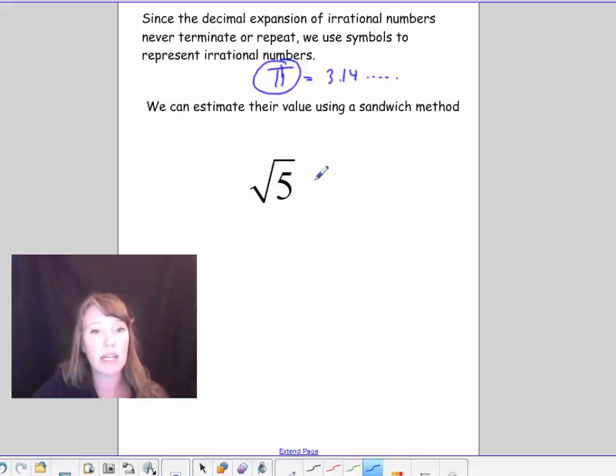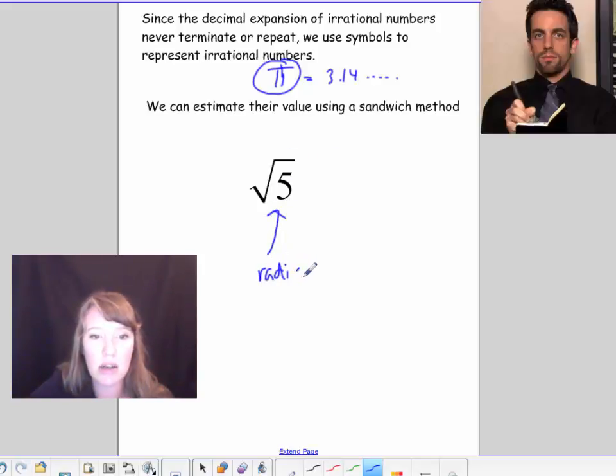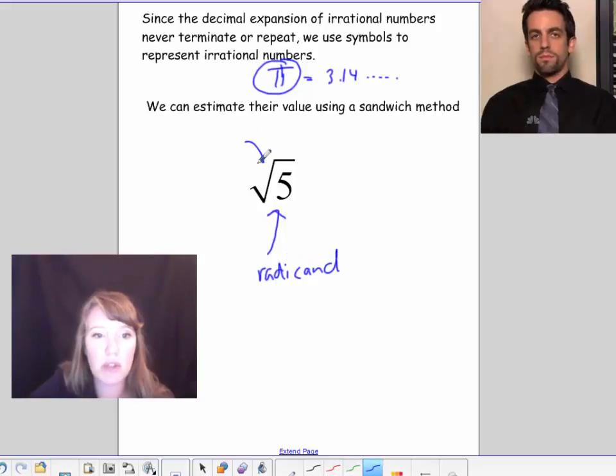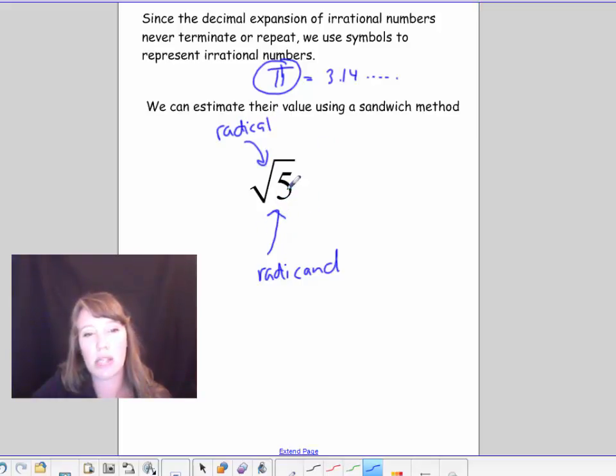So instead of writing this out as a decimal that doesn't terminate or repeat, we most often like to keep it in radical form. We keep this radical symbol. By the way, the symbol itself is called the radical, and the number underneath is called the radicand. We say that this is radical 5, and this is the most exact form of this number. Now, it's not super helpful in terms of calculation or estimation.